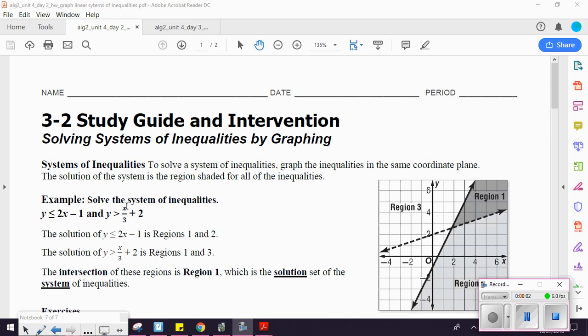Alright, here's a tutorial for the solving systems of inequalities by graphing assignment. I'll work through the odd problems with you.